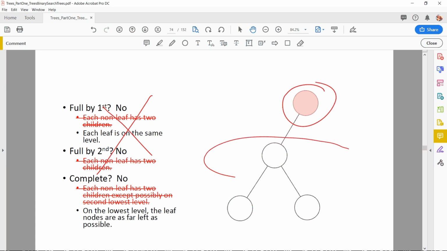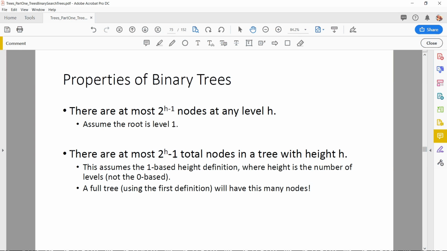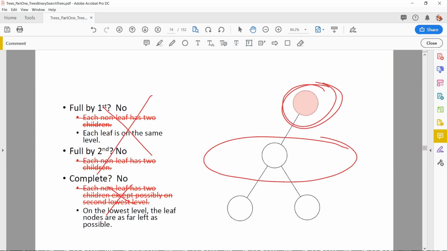So this is our second level. We can ignore any non-leaf nodes with one child on that level. But on any other level, if we find one with just one node, then it's not complete. So this is neither full nor complete. So there are some examples of full and complete.